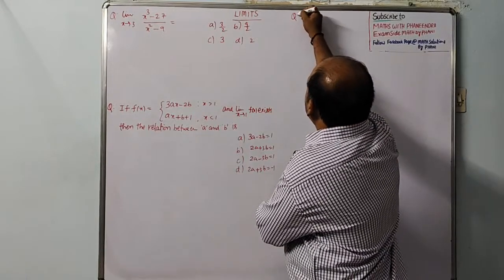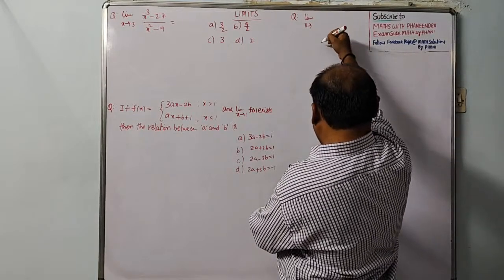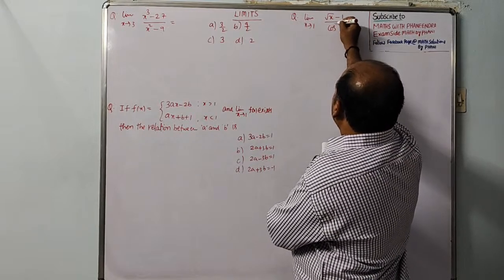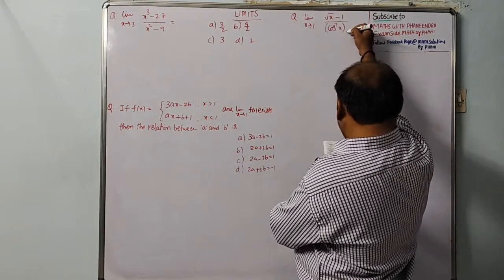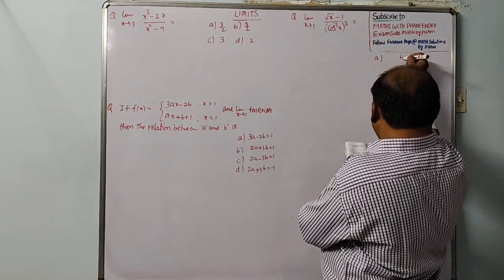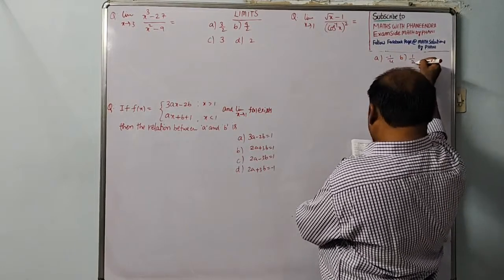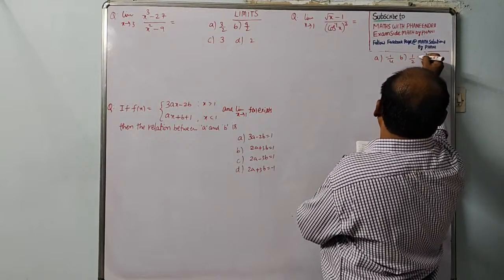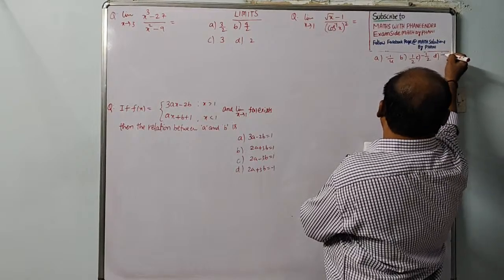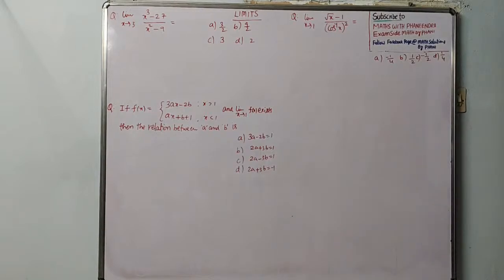Next, another question. Limit x tends to 1, root x minus 1 by cos inverse x whole square is equal to. So options provided: minus 1 by 4, 1 by 2, minus 1 by 2, so plus 1 by 4. So this is the way the options were provided.